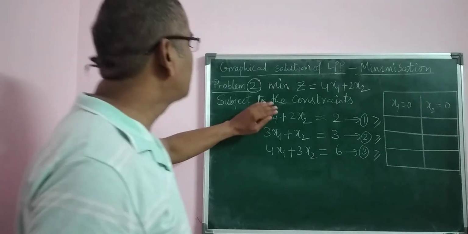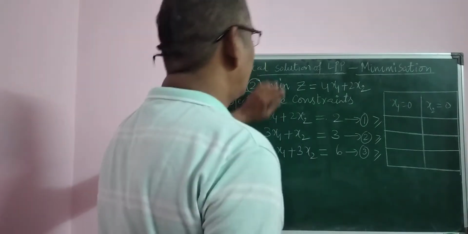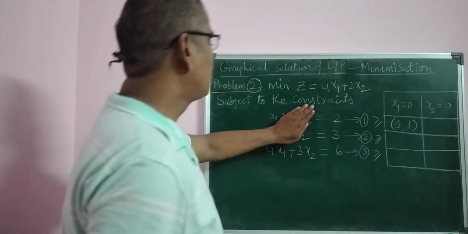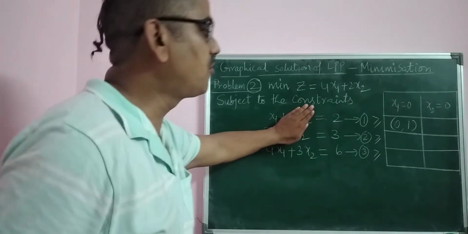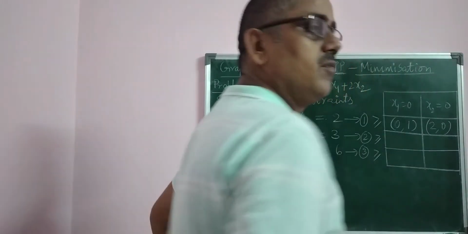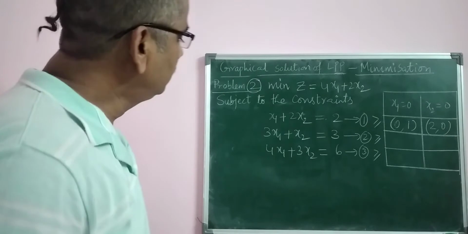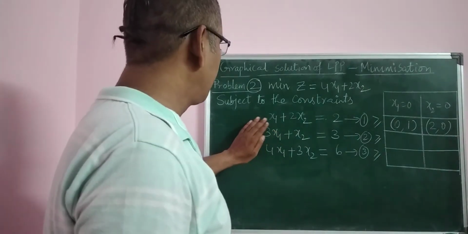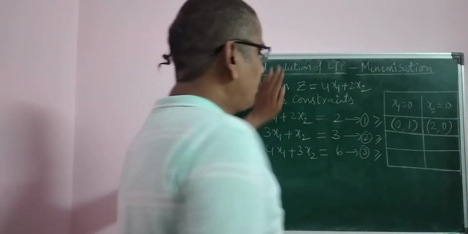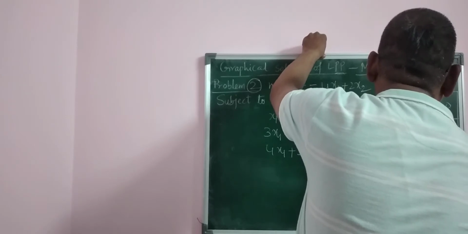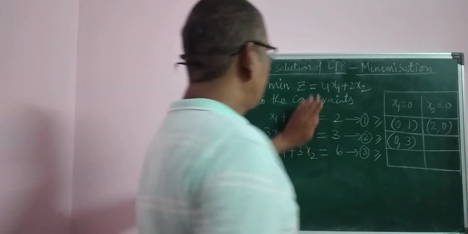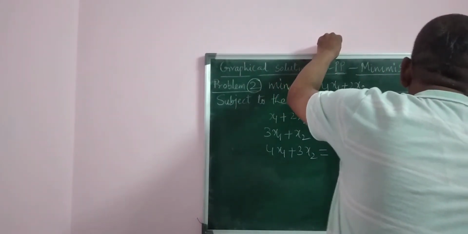So if we consider x1 is equal to 0, then 2x2 is equal to 2 and x2 is equal to 1. So therefore it is (0, 1). And if x2 is equal to 0, then x1 is equal to 2. So therefore it is (2, 0). Hope you are following. This is the same methodology we are using in many problems. If x1 is equal to 0, then x2 is equal to 3, then (0, 3). If x2 is equal to 0, then 3x1 is equal to 3, then x1 is equal to 3 by 3, 1. So therefore (1, 0).